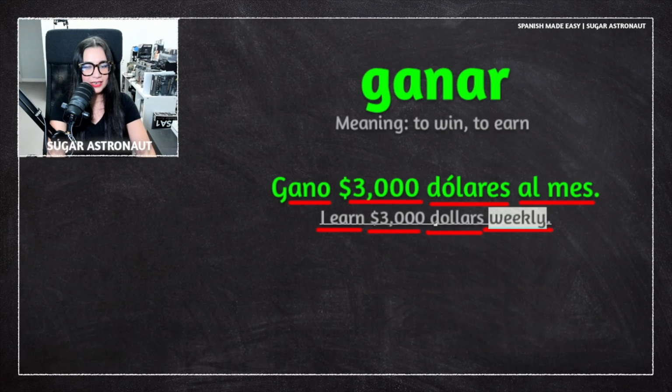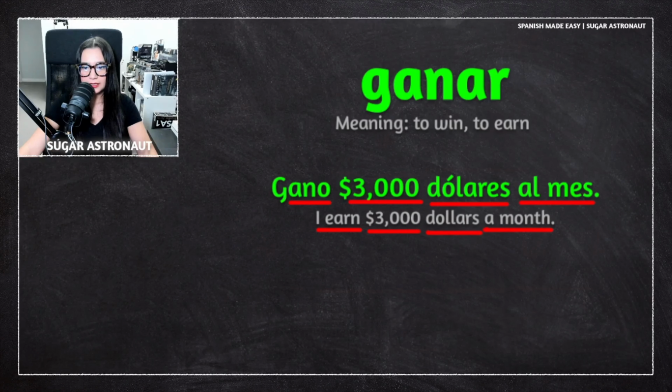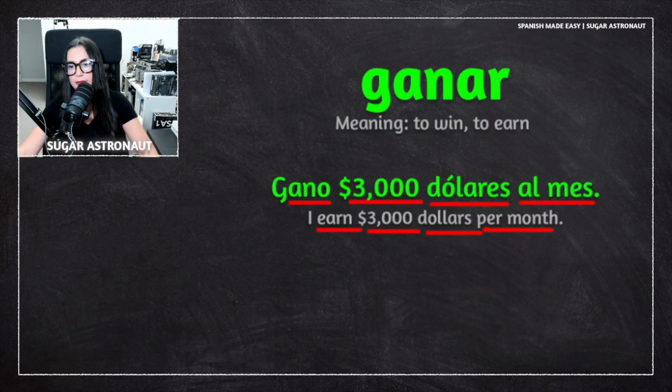So al mes is a month, per month. Okay. Excellent. Let's just put per month. There you go. Excellent. So let's move on.